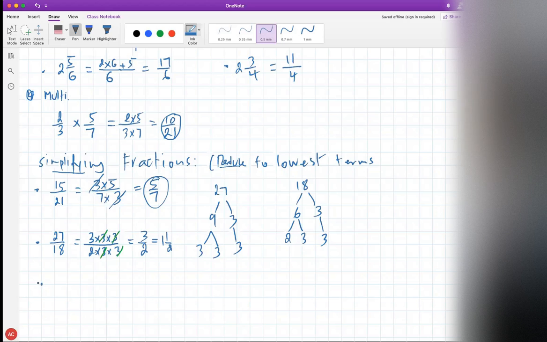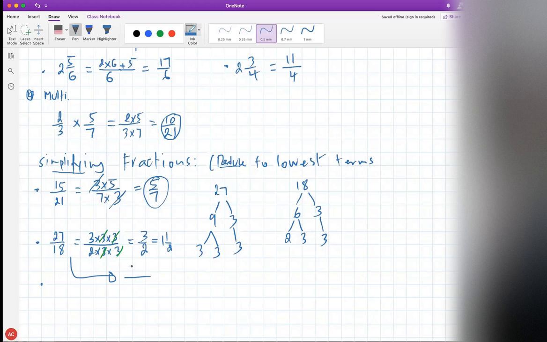Let me give you another one, maybe this time with some bigger numbers. By the way, when you see something like this, some of you might be able to see the highest number that can go into both. Here's a second way, maybe a quicker way to do this. What's the highest number that can go into 27 and 18? That's 9. So you can either do it this way, you break everything down, but with experience, you can actually do it faster. You can notice that 9 goes into both.